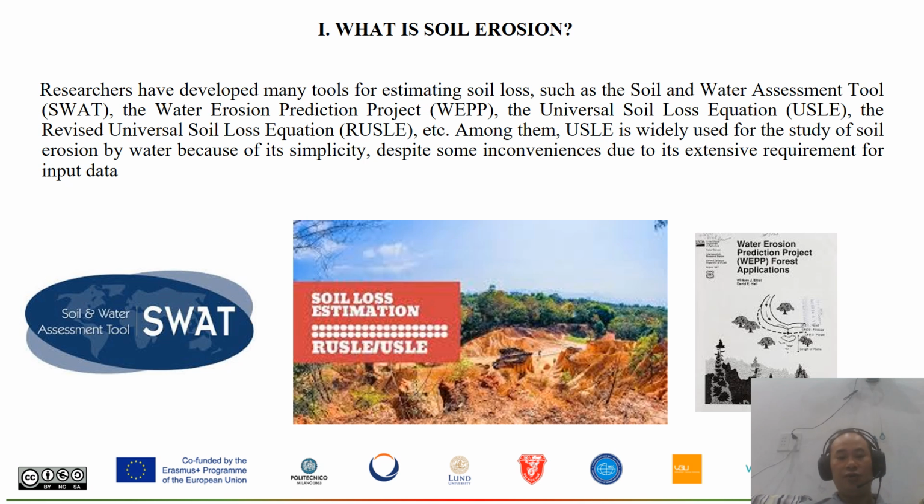Researchers have developed many tools for estimating soil loss. We can apply the Soil and Water Assessment Tool, or the Water Erosion Prediction Project, or the Universal Soil Loss Equation and its revised version. Among them, the Universal Soil Loss Equation is widely used for the study of soil erosion by water because of its simplicity, despite some inconvenience due to its extensive requirement for input data. So in this lecture, I also use the Universal Soil Loss Equation to estimate the soil loss in a given area of central Vietnam.